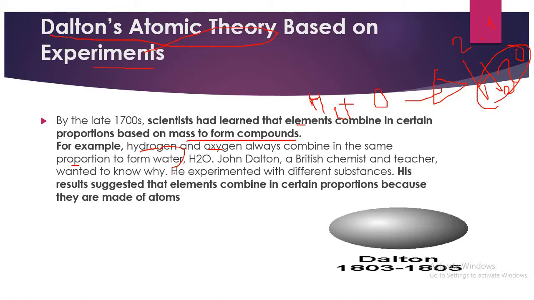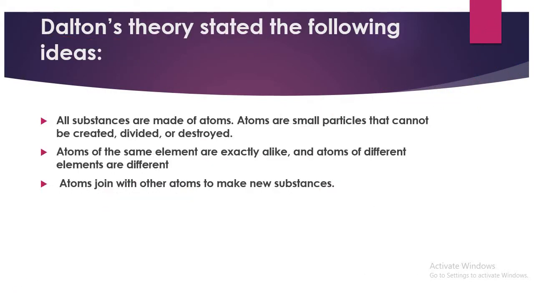Dalton, a British chemist and teacher, experimented with different substances. His results suggested that elements combine in a certain proportion because they are made of atoms. Dalton's theory states the following ideas. First, all substances are made of atoms. Atoms are small particles that cannot be created, divided, or destroyed.